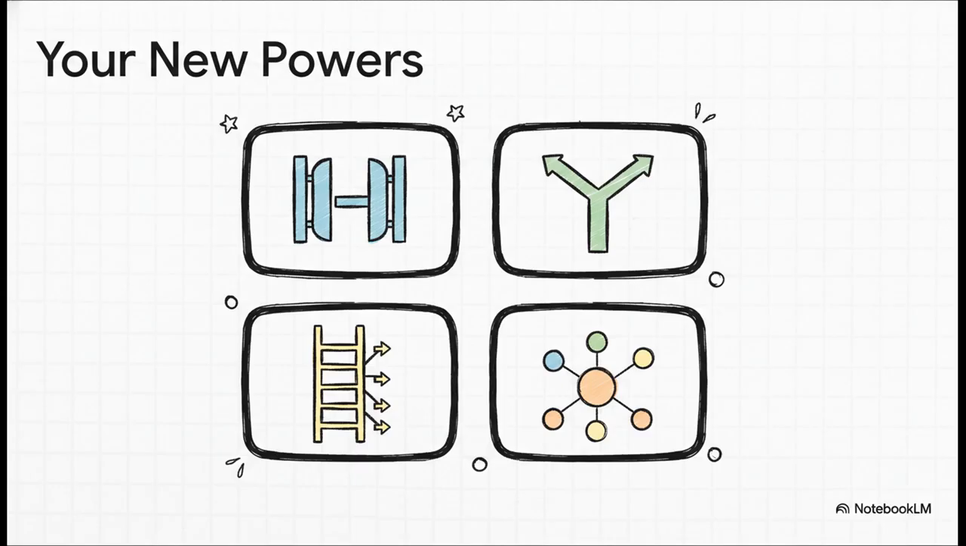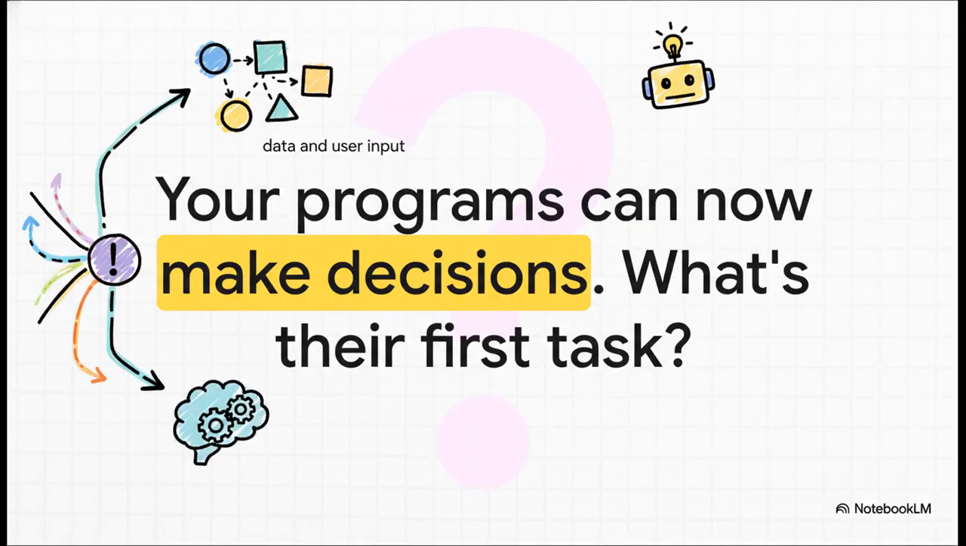And with the switch statement, you have the power to handle a whole bunch of specific cases in a really clean, organized way. You've really gone from just writing instructions to writing logic. And that really is the main takeaway. You're no longer writing programs that just follow a simple script. You can now build things that react, that adapt, and that make choices based on data and what a user does. You've basically taught them how to think. So the only question left is, what are you going to teach them to do first?